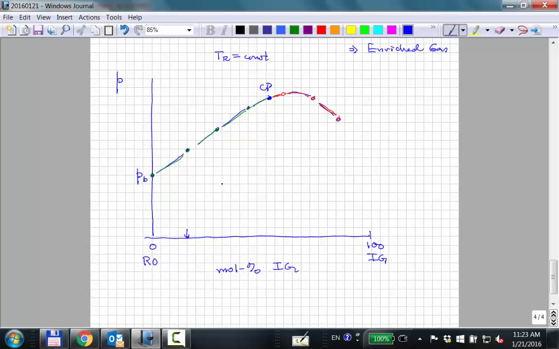And basically everywhere below this we have two phases. And if you're injecting CO2, carbon dioxide, you may actually have some of the region with three phases. Okay? If you're injecting CO2 or an enriched gas.